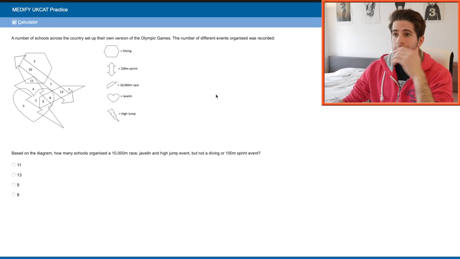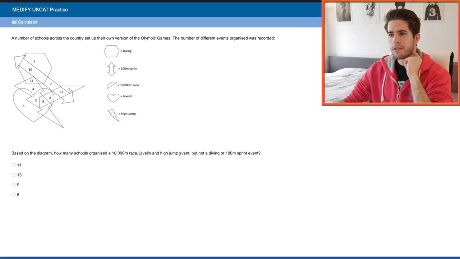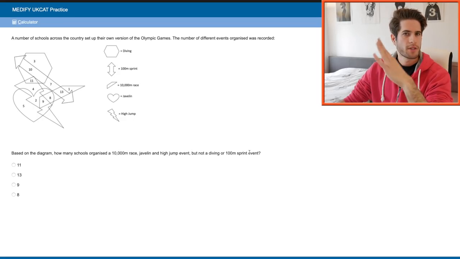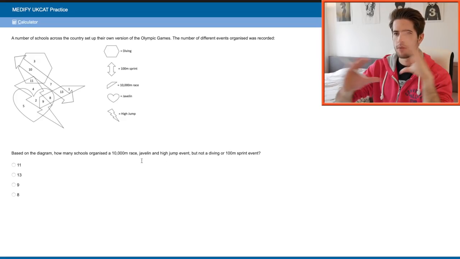We have another Venn diagram question. I'm just gonna jump straight to the question. How many schools organized a 10,000 meter race, javelin, and high jump event, but not a diving or 100 meter sprint? Okay, similar to what we had before. Let's start big and move small.